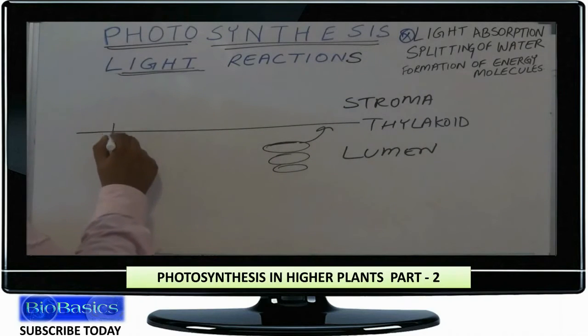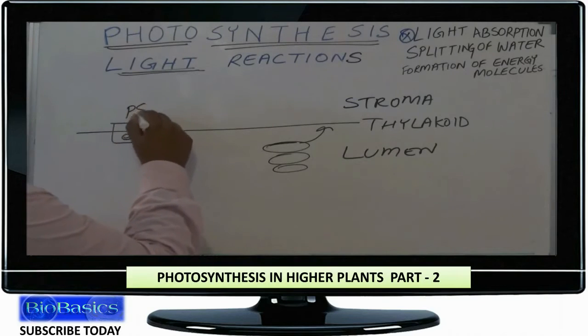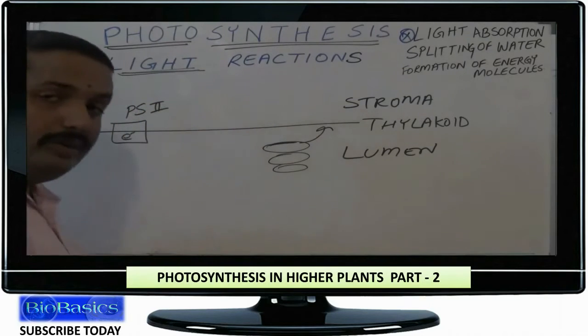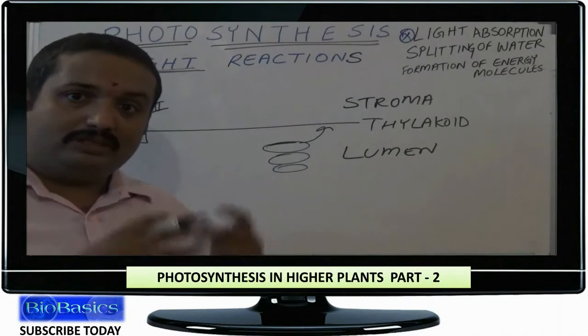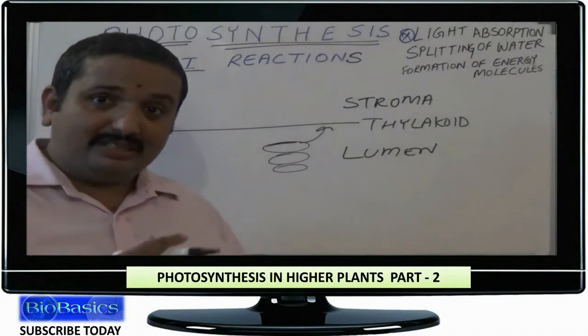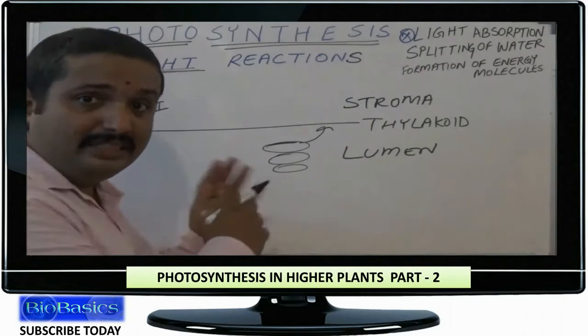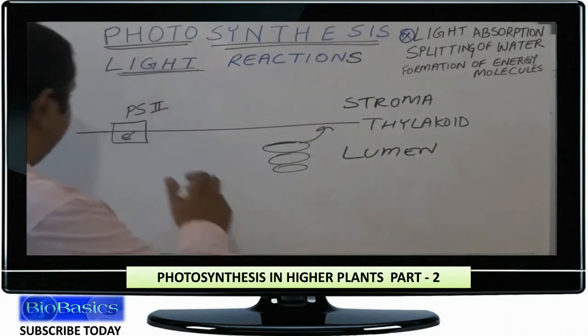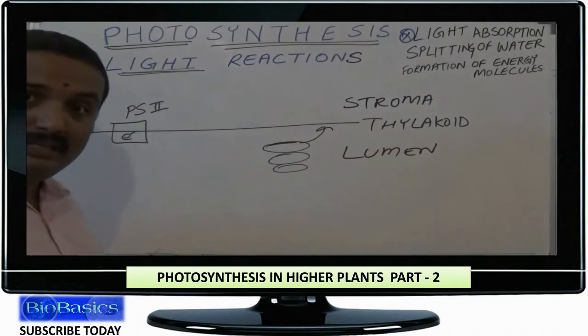Now, the excited electron is here. Photosystem 2. And why is it called photosystem 2? Because this was discovered after photosystem 1 was discovered. But it is placed in the membrane in this particular order. Okay. So, electron is available here.